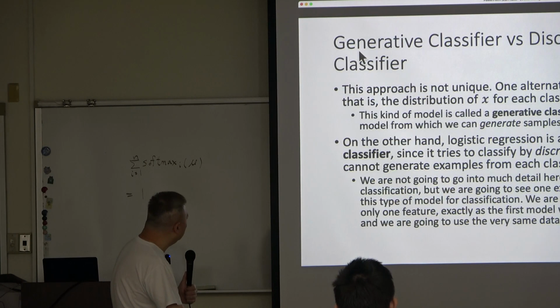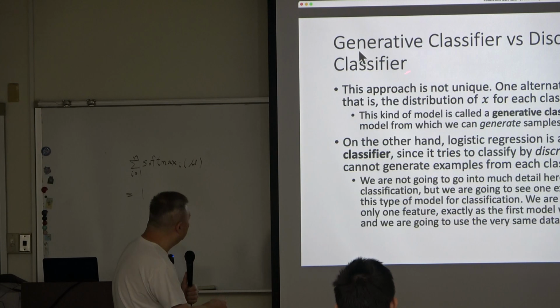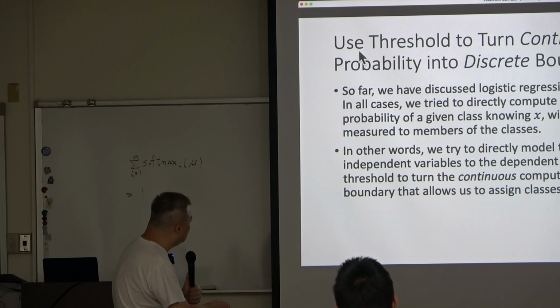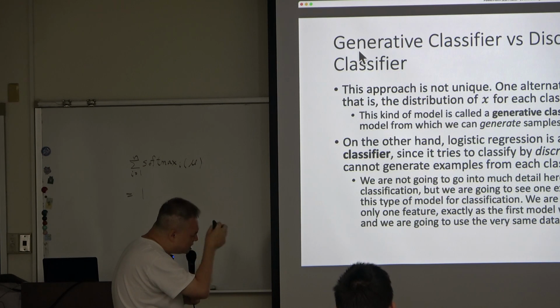But this approach is not unique. There are other approaches out there. What is the other approach? One alternative is to first model P of X given Y. This is the distribution of X for each class, and then assign the classes. So in this one, we try to get P of Y given X, but in the other one, we first model P of X given Y. That's exactly the opposite.